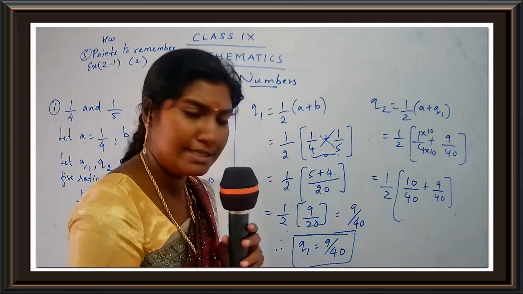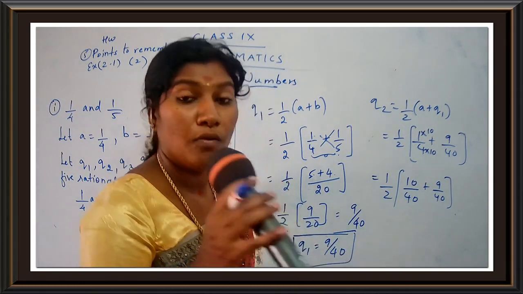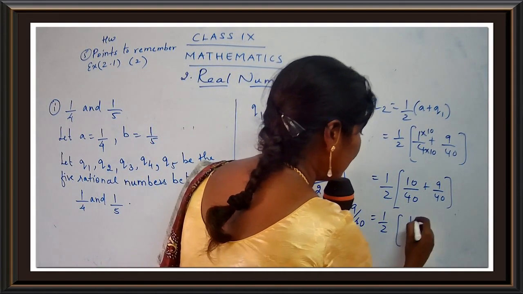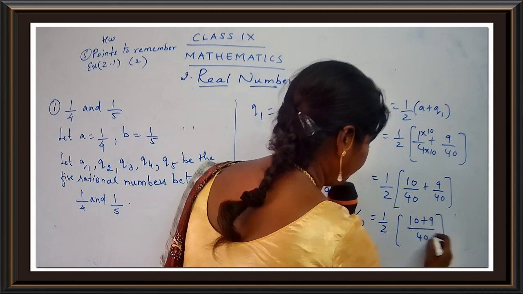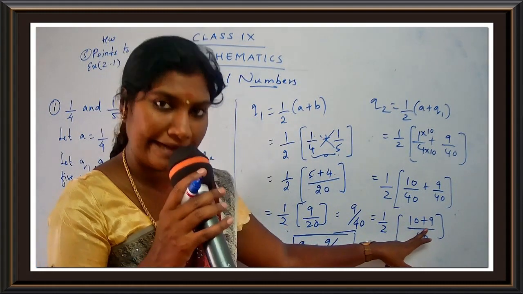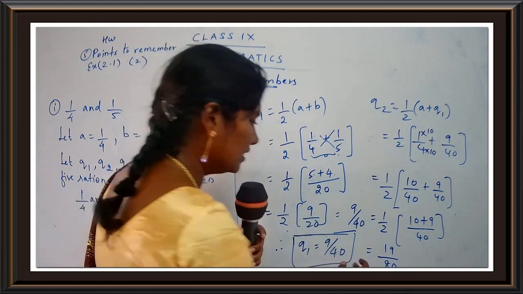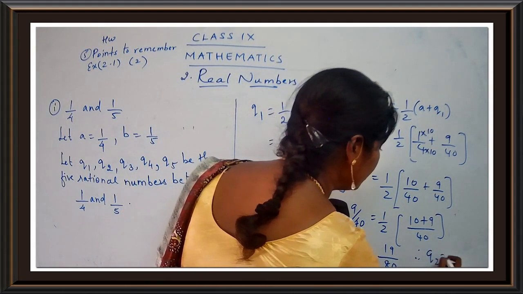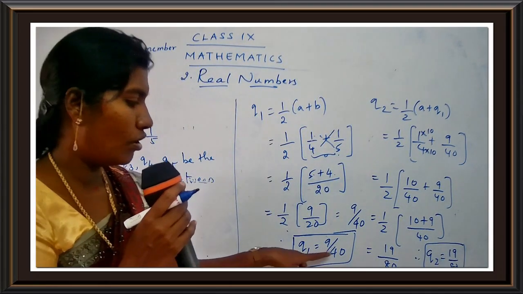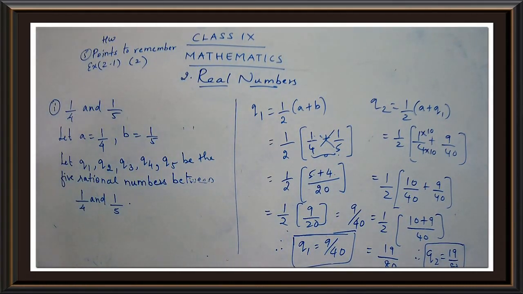Getting my point, children? See, we have made the denominator same. If the denominators are same, what can be done? We can add the numerators. So this is equal to half of 10 plus 9 upon 40. So 19 upon 80. 10 plus 9, 19 into 1, 19. 2 into 40, it's 80. So write down here, therefore, Q2 is equal to 19 upon 80. Highlight your answer, children. Just go on drawing the boxes for the answers. So Q2 is equal to 19 upon 80.